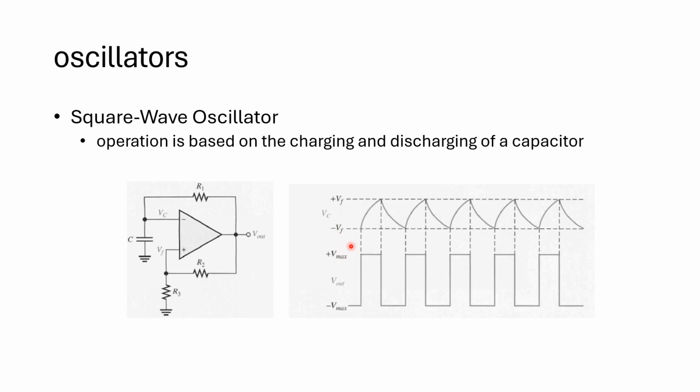So when the capacitor is charging, we have a maximum peak output voltage. When the capacitor is discharging, we have a negative maximum voltage, and again charging, positive, discharging, negative, and we form a square wave. So this is one way of producing a square wave, thus it is called a square wave oscillator.